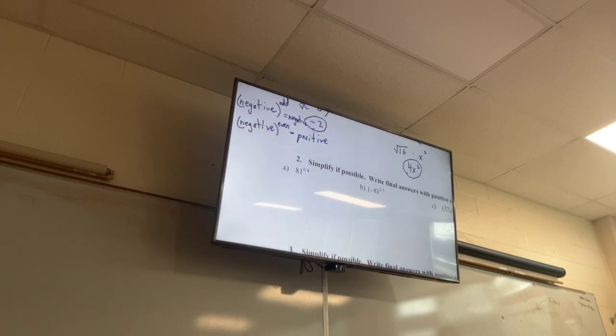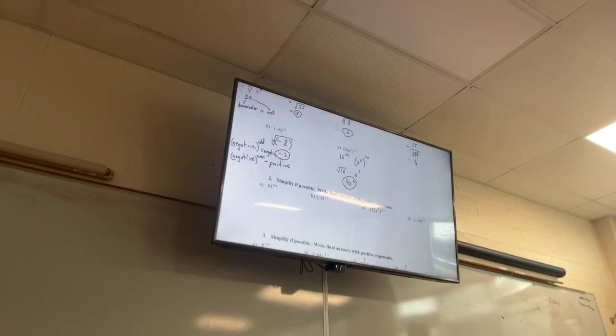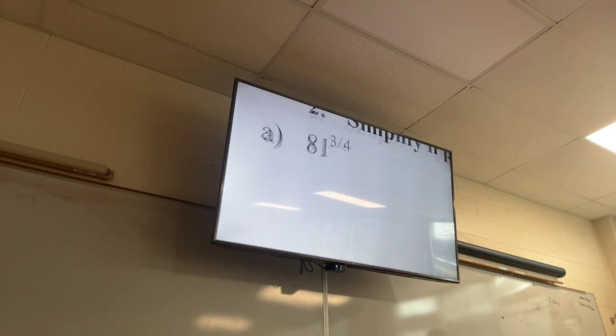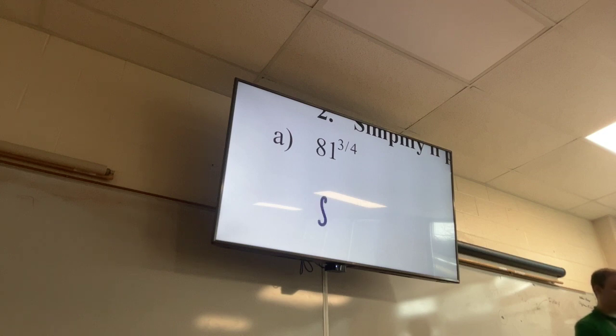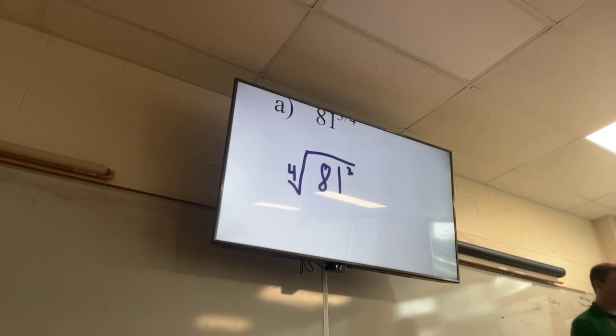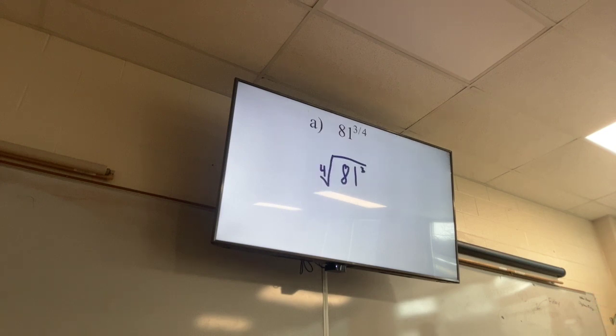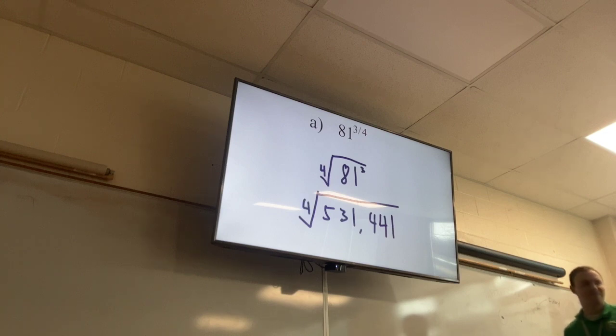All right, you guys want to go to number 2? So let's talk about simplifying these without a calculator. So 81, right? What number goes outside the radical? 4, 81 cubed. So 81 cubed, just some mental math, is 531,441. Not too bad. What's the 4th root of that in your head?